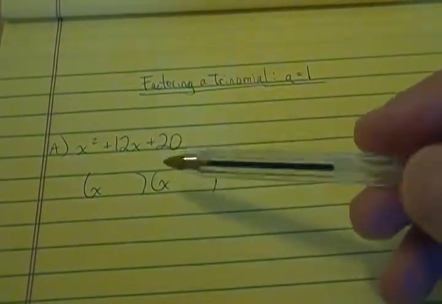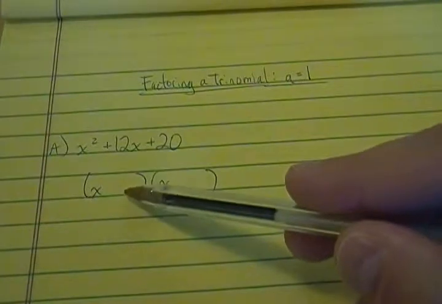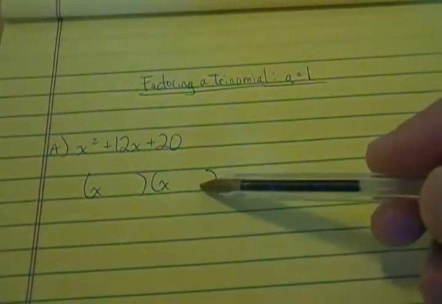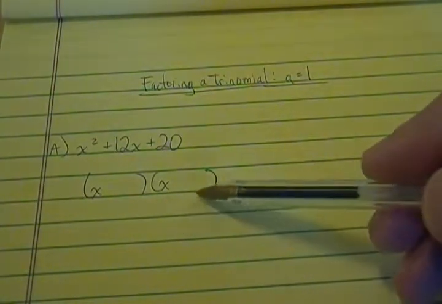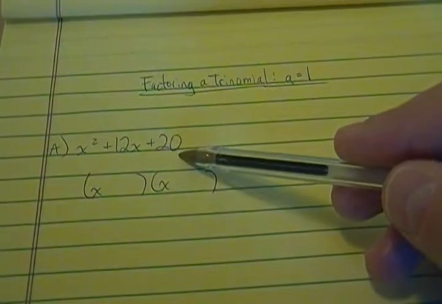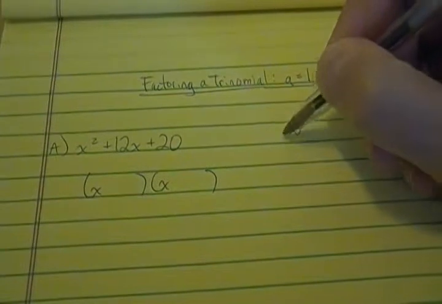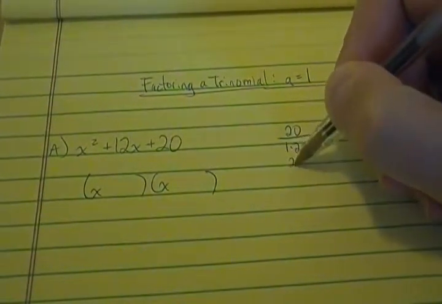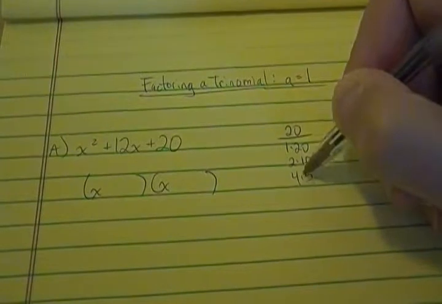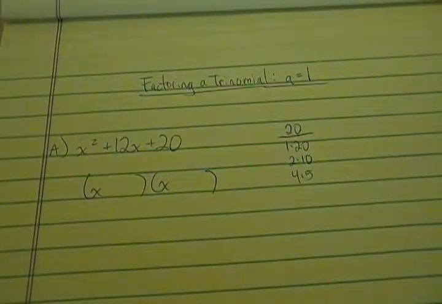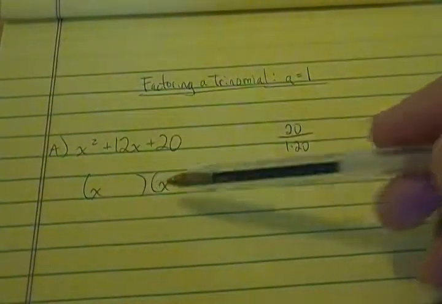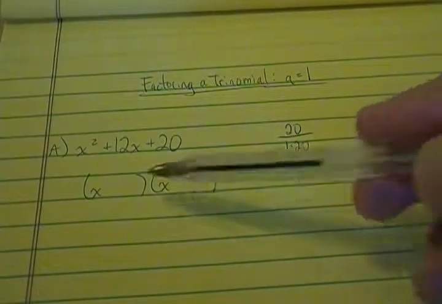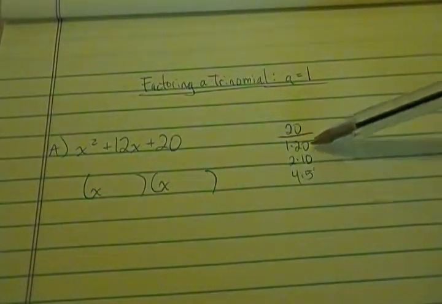Then, thinking again of the FOIL method, when you multiply these two binomials together, the last terms have to multiply together to equal this 20 that we have up here. So the two numbers I use to fill out my parentheses have to multiply together to equal 20. But there are lots of numbers that can multiply to equal 20. If I make a list of them over here, it could be 1 times 20, 2 times 10, or 4 times 5. Those are all the possibilities. I can't just pick any one of these; only one of them is actually going to work.